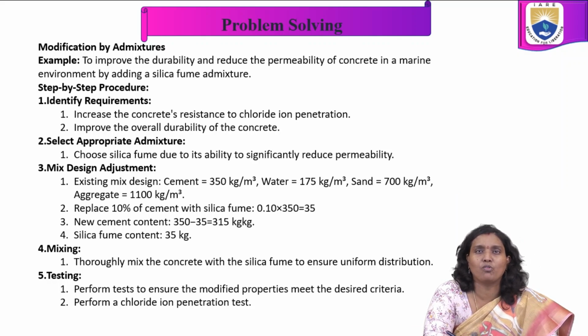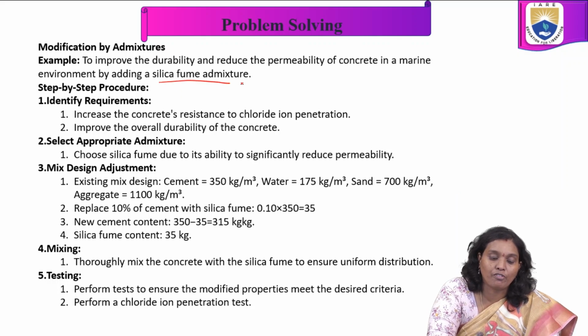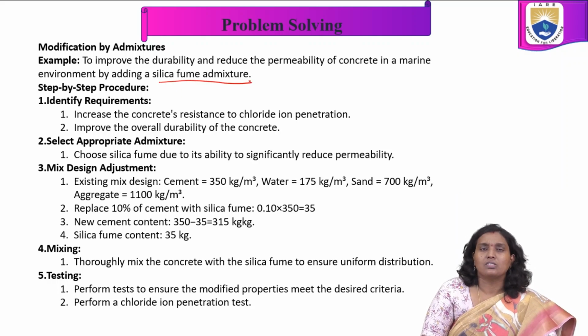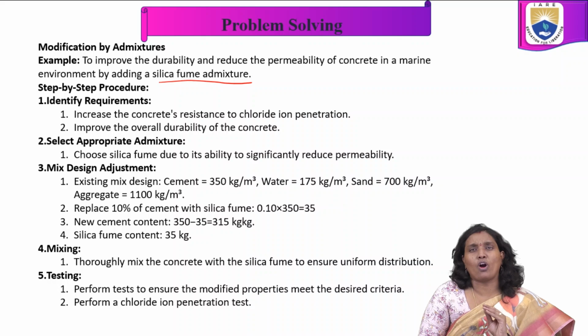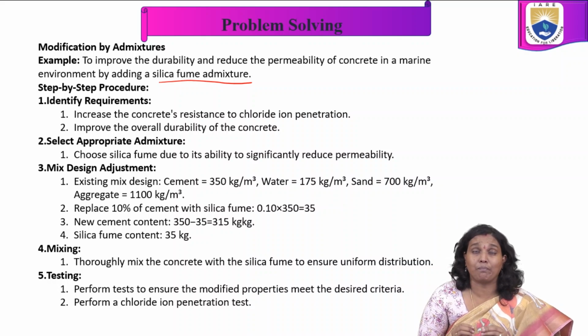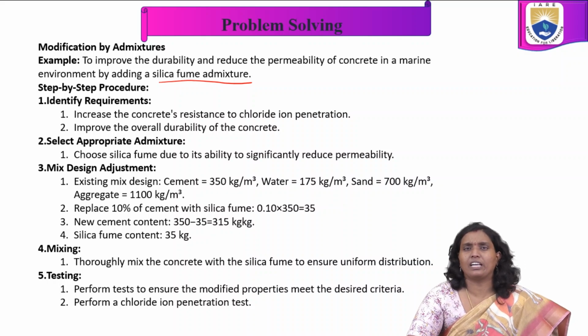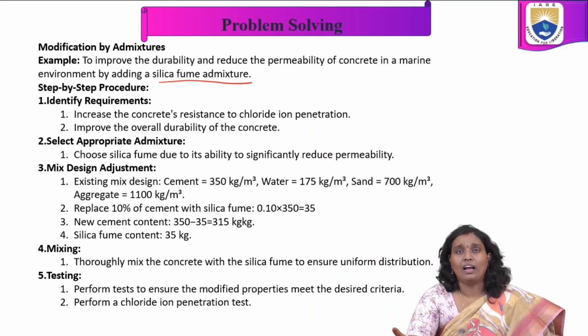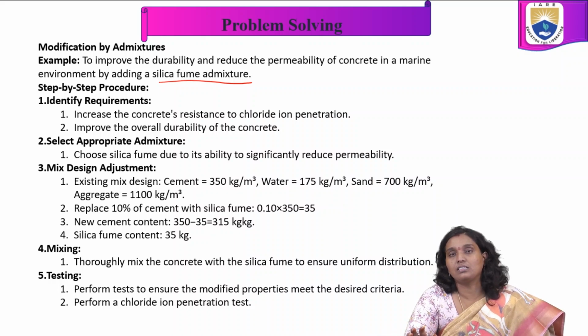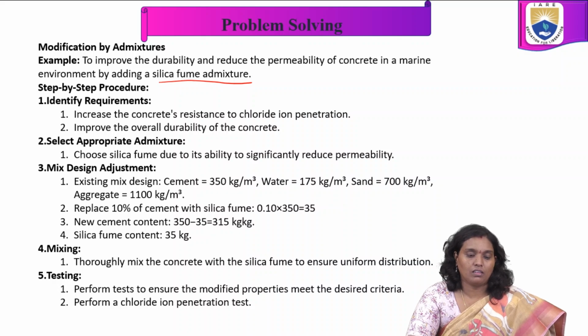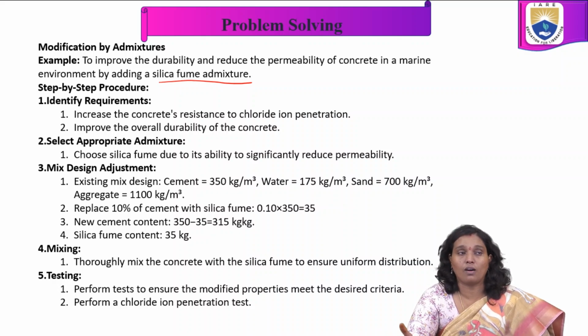Now here we are going to understand how to improve the durability and reduce the permeability of concrete in a marine environment by adding silica fume admixtures. In this example, we will see the step-by-step procedure involved. A few more examples we will also consider, and later we will conclude this topic on physical and chemical modification. We will observe many practical and various problem conditions and how the process is followed.